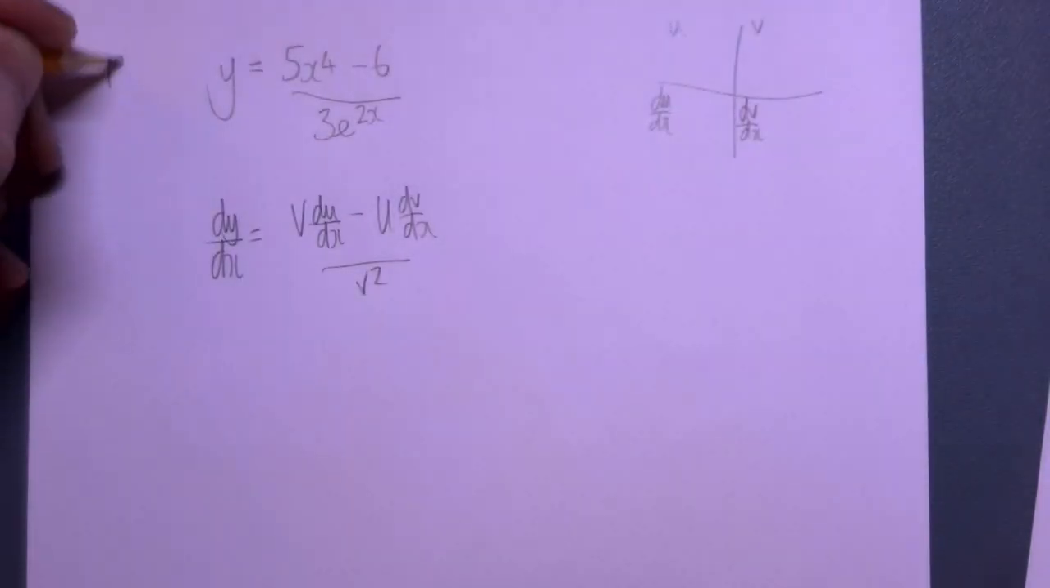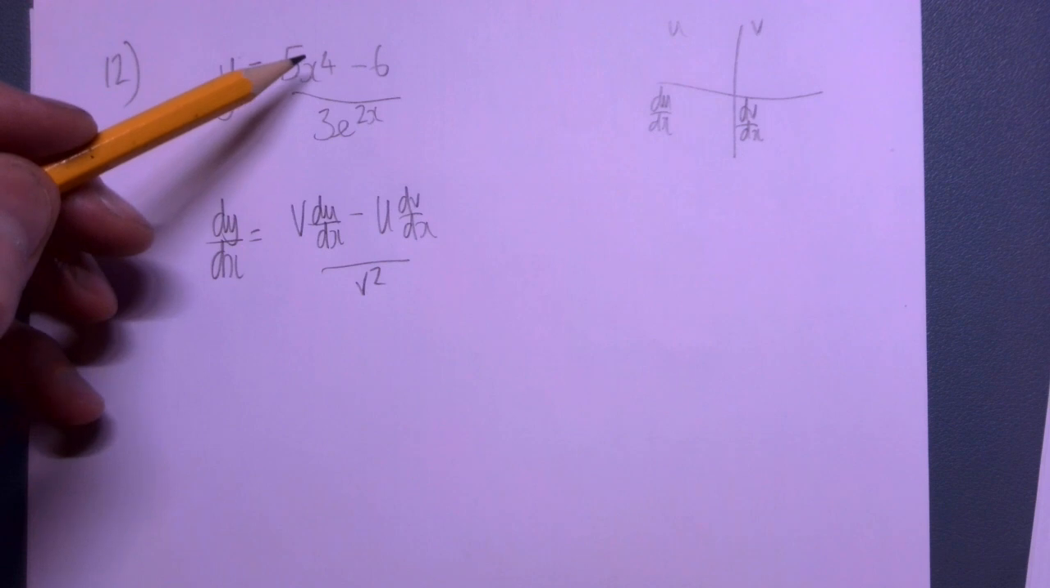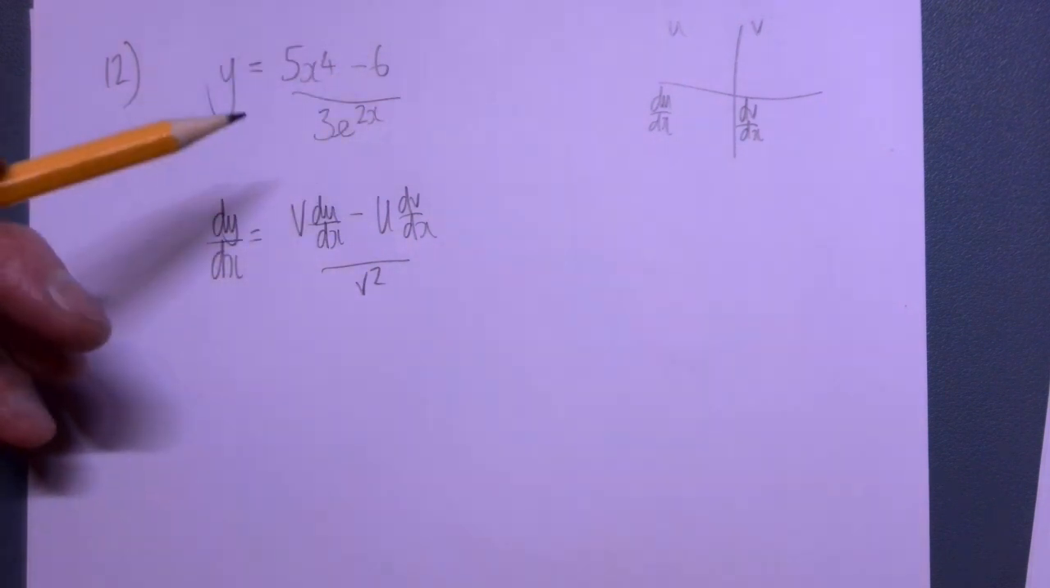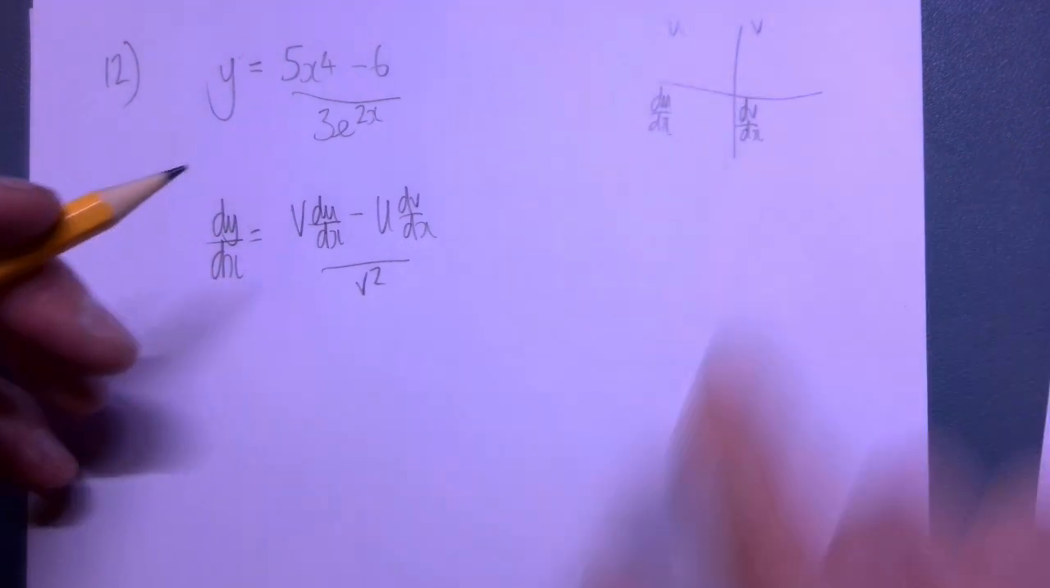Okay, so here's question 12 from practice set 1, paper 2. We're asked to find the equation of the normal to a curve, which means we need the gradient of the curve. So it's a differentiation question, and this is a quotient. So you need to recall the quotient rule and set up your windows.